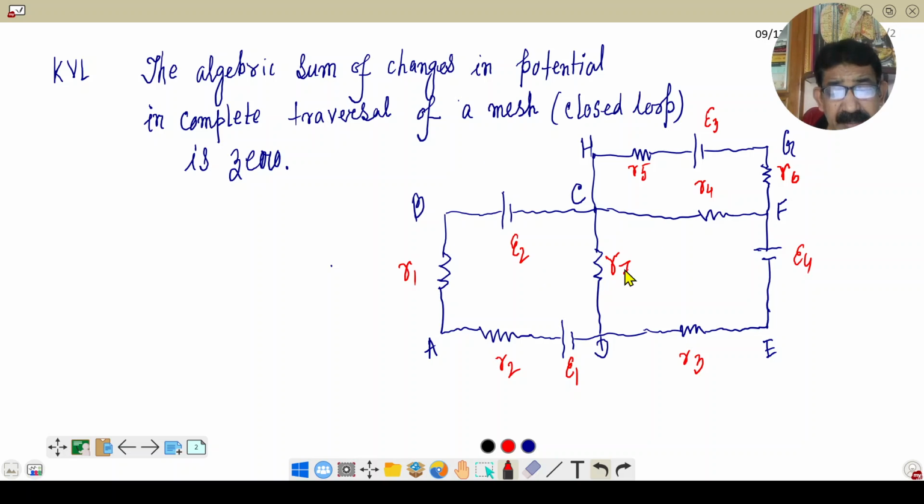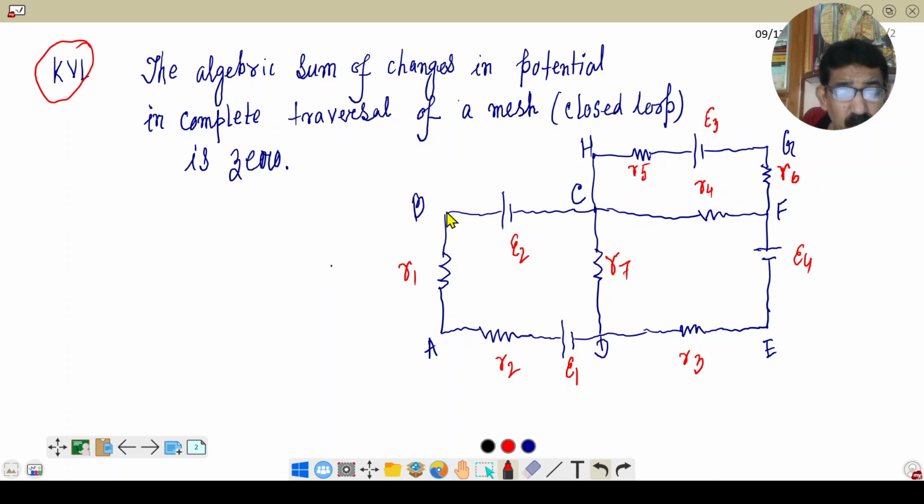And in this circuit, there are 3 closed loops, and you can find out there are more than 3 closed loops here. So prominently there are 3 closed loops, 1, 2, and 3. We shall mark this just after a brief discussion of this law, KVL. So KVL says the algebraic sum of changes in potential in complete traversal of a mesh or closed loop is 0.